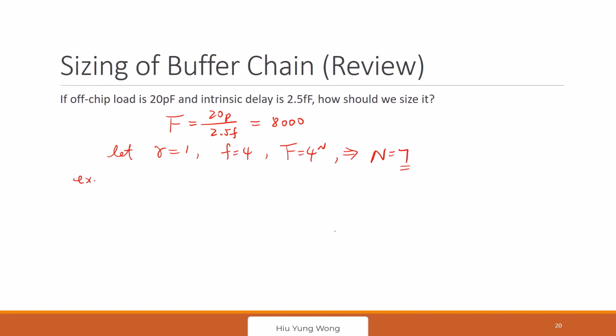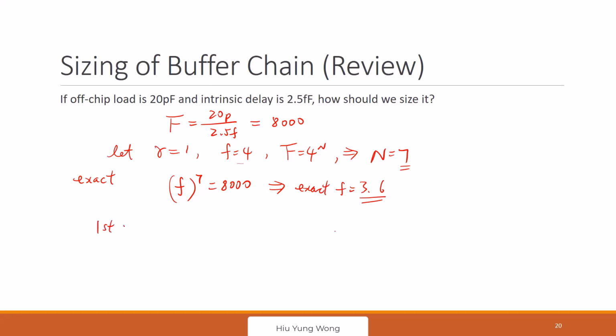The exact solution: we start with these 7 stages, then we set f to the power 7 equal to 8,000, because we cannot have non-discrete stages, so we say 7. Seven stages gives the best, and gives the exact f equal to 3.6. You know how to do this already. I won't spend too much time, but the main point is this. Then what does it mean?